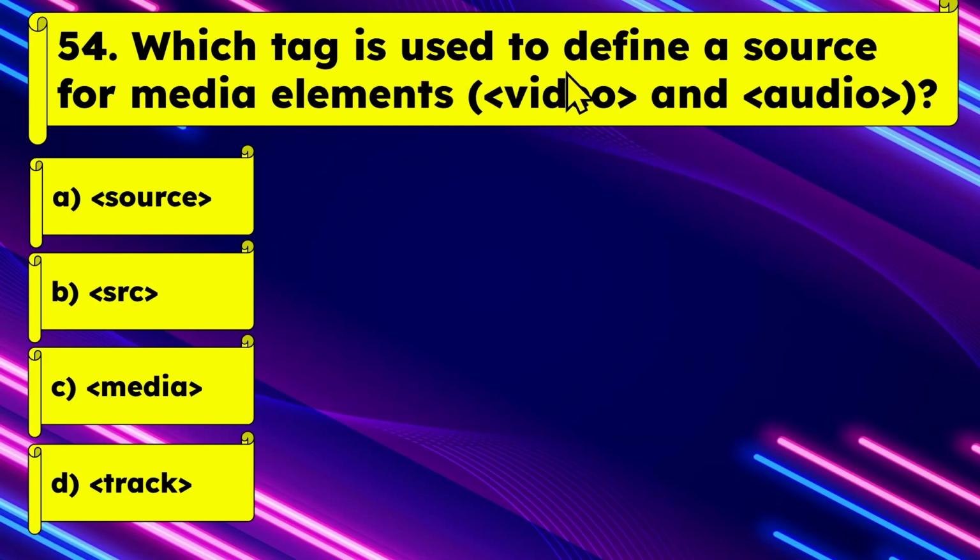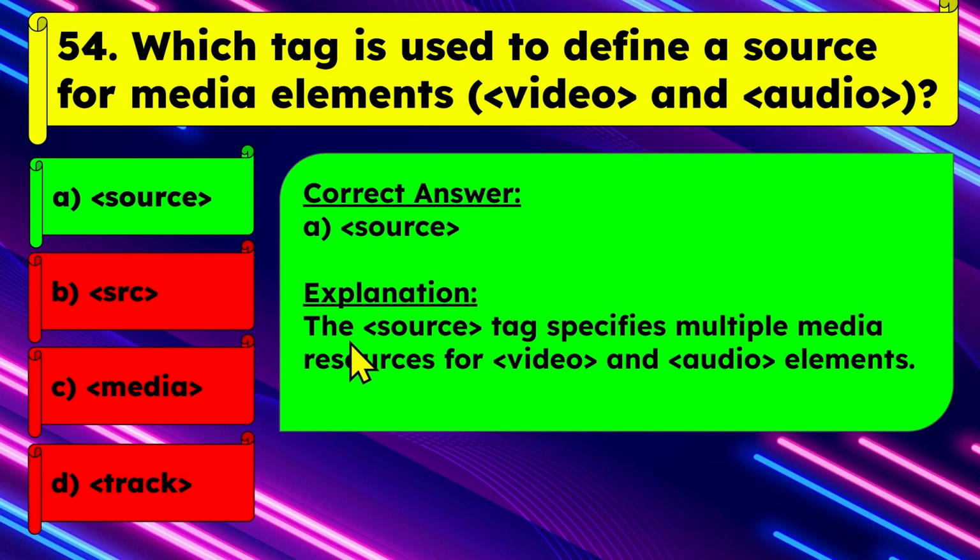Which tag is used to define a source for media elements? And these media elements can be of video and audio. So here we have our four options. Option A is source tag, option B src tag, option C media tag, or option D track tag. So here the correct answer will be option A. As you can see, the source tag specifies multiple media resources for video and audio elements.